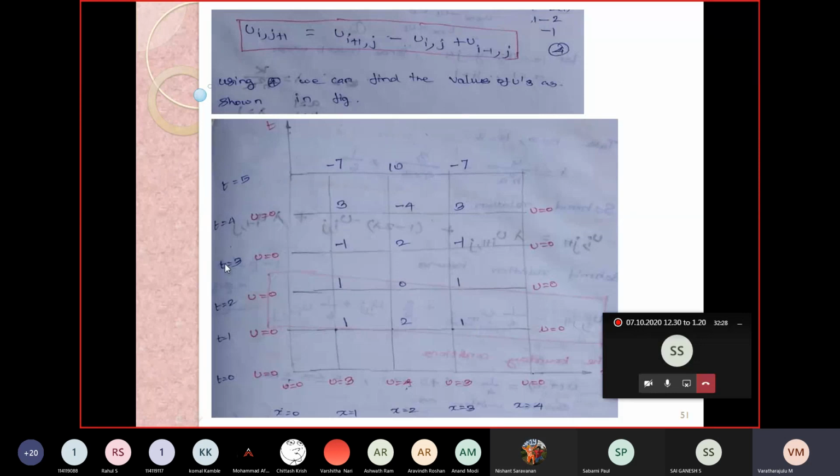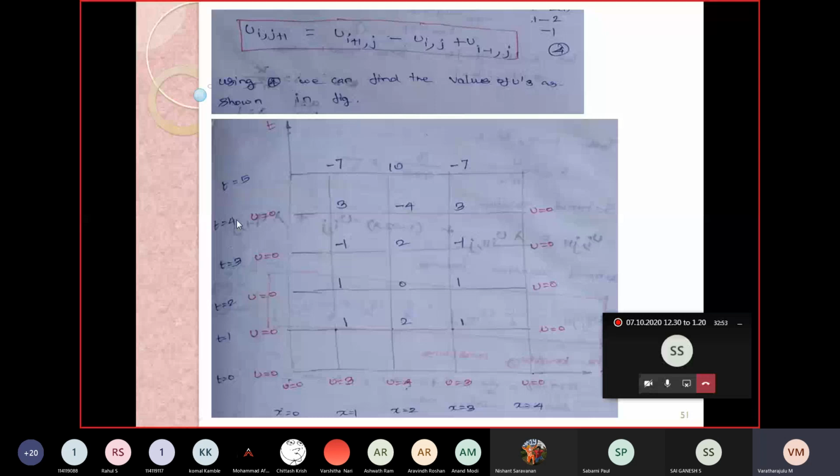Okay, we will find t is equal to 3. 0 minus 1 plus 0, therefore it becomes minus 1. 1 minus 0 plus 1, we will get 2. 0 minus 1 plus 0, we will get minus 1.